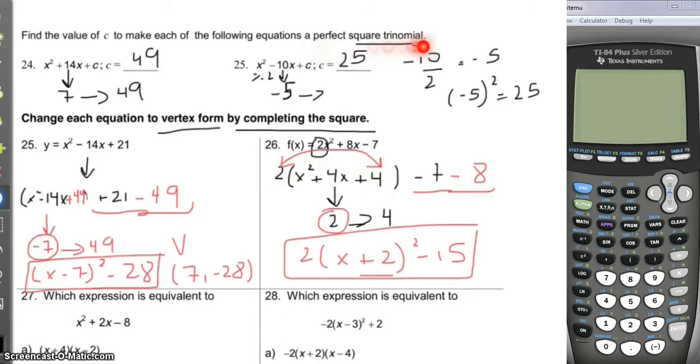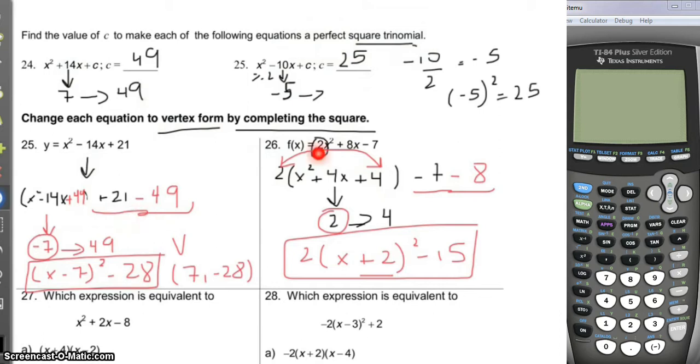Every time they're asking you for a perfect square trinomial, you have to divide the middle term by 2 and then square it, and that would be your C. Now when they ask you to write it in vertex form by completing the square, you divide by 2 and then square it, and whatever you added you have to subtract in order to balance your equation, and that would be your vertex form. Whatever number is here goes inside the parentheses, and then 21 minus 49 is going to be the number over here.